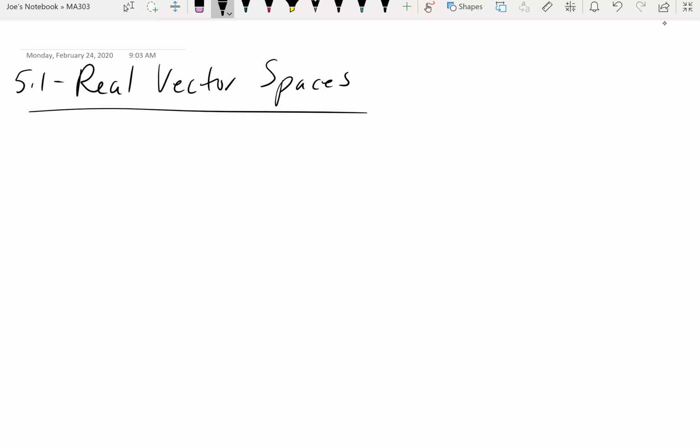You can actually completely delete the word real and require that your scalars come from an algebraic object referred to as a field. All a field means is that you can add, subtract, multiply, and divide as long as you're not dividing by 0. That's all a field means. You've already learned examples of fields before this class. You just didn't call them that.